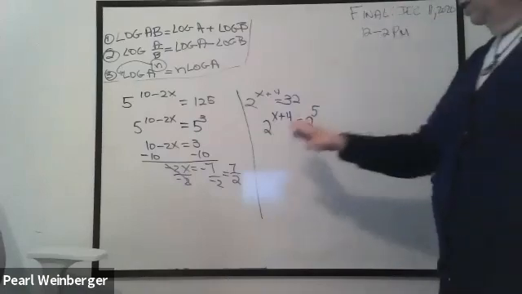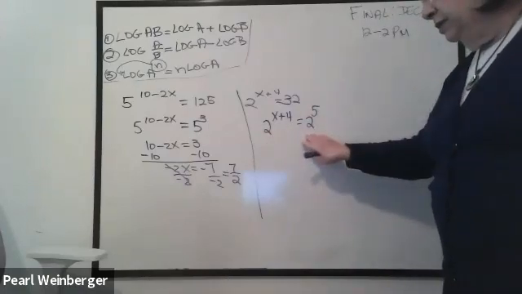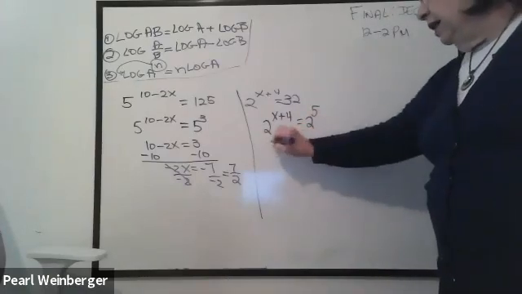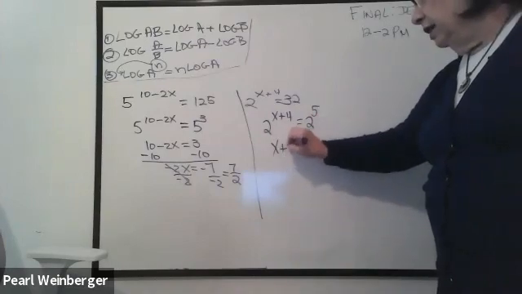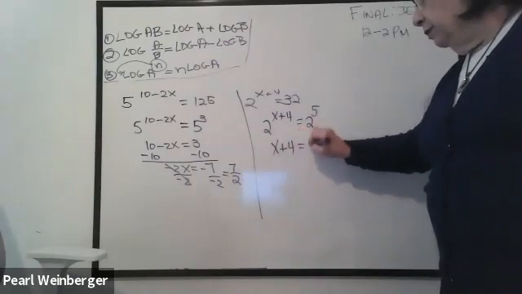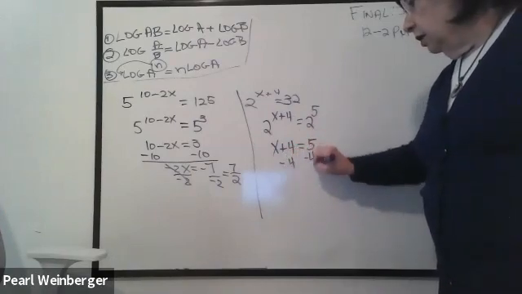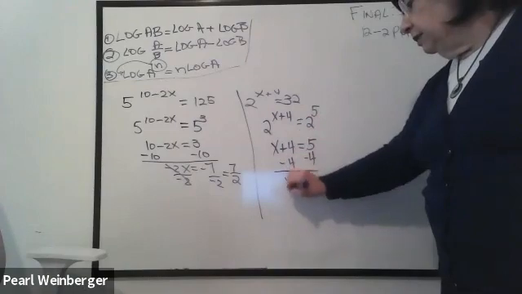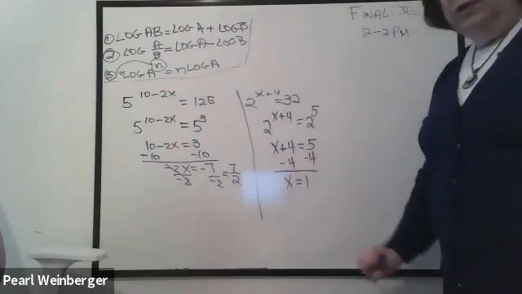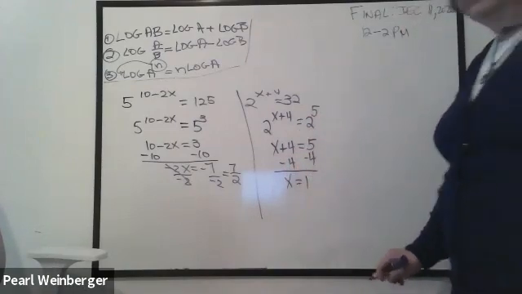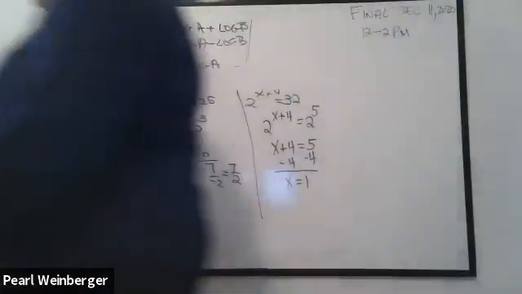And now, since I have the two bases the same, I can set their exponents equal to each other. x plus 4 has to equal 5. And therefore my x equals 1. So my final answer is x equal to 1.